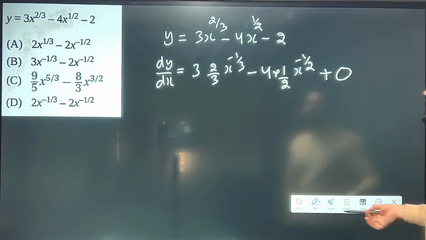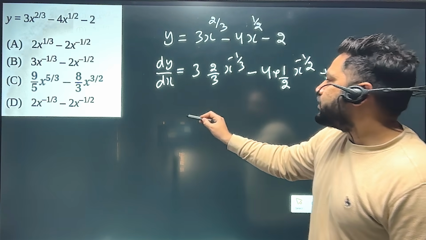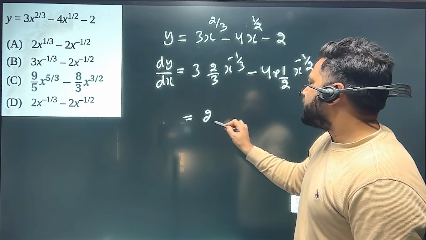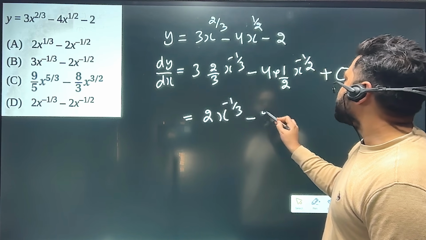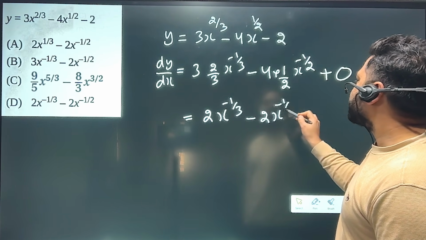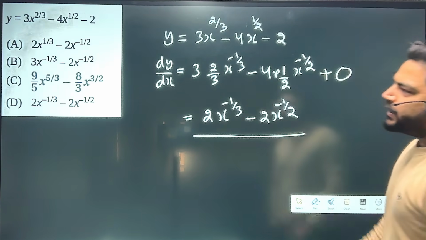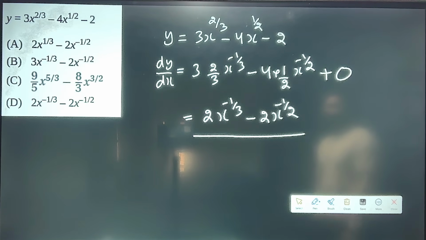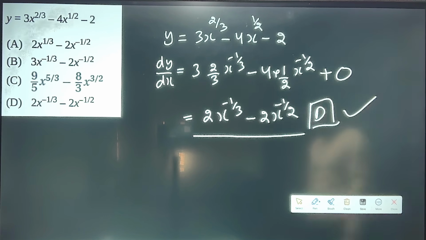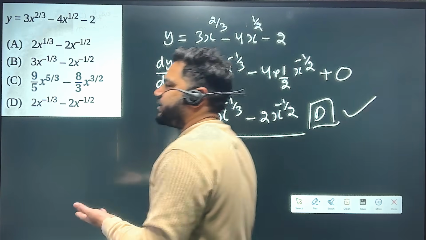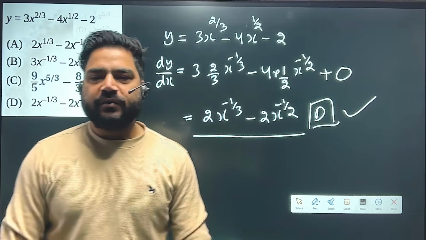Constant differentiation is 0. So the answer will be, 3 cancels, 2 power 2 into x power minus 1 by 3, then minus 2 x power minus 1 by 2. This is the answer. You can match which option is correct. D option is correct. So D is our answer. So it is a very easy question, just based on the power, very easily we can solve this.